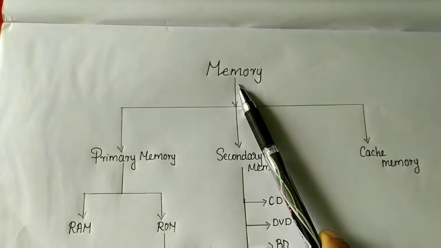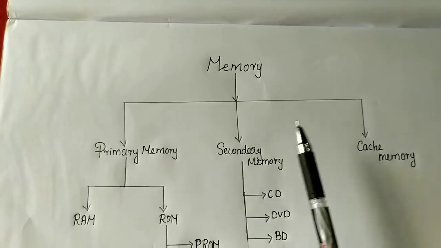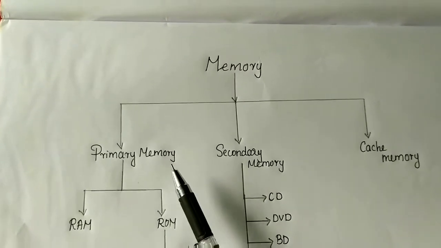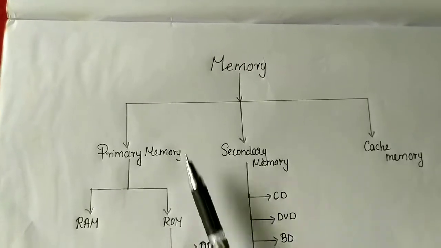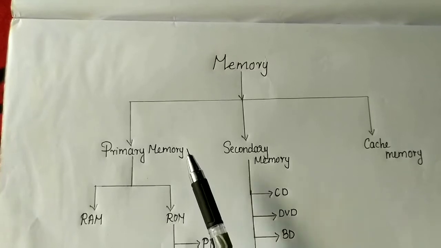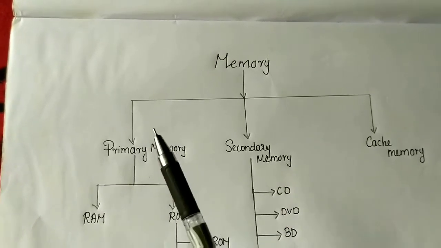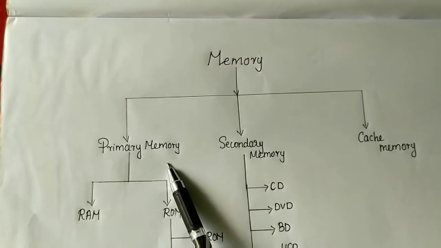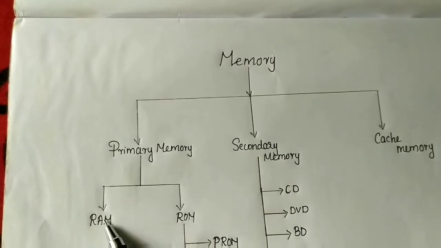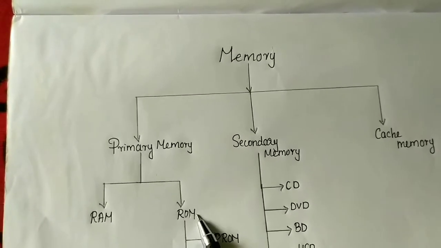Computer memory is divided into three: primary memory, secondary memory, and cache memory. Primary memory is the main memory of the computer. It is also called internal memory because it resides inside the computer. This primary memory is again divided into two: RAM and ROM.